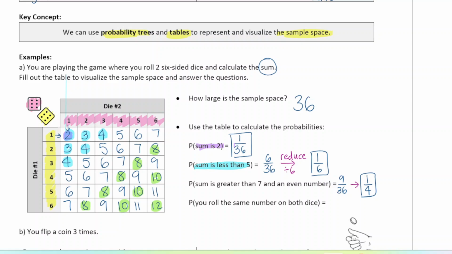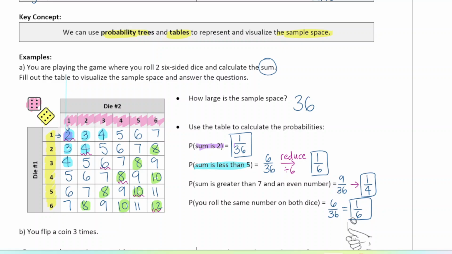Okay, last one. You roll the same number on both dice. That's going to be all of these values here. So there's 6 of those. So we get 6 out of 36, which can be reduced to 1 out of 6. So 1 out of 6 times you roll the dice, on average, you're going to get 2 of the same number. Okay, so that's how you use a probability table to calculate probabilities.